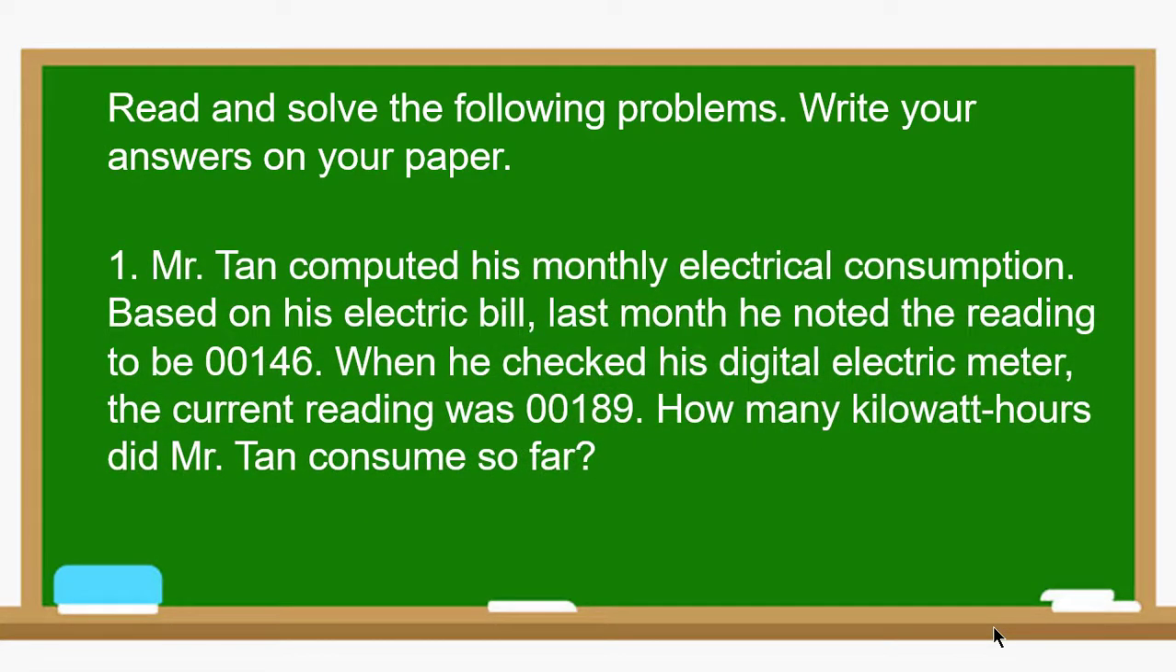Number 1. Mr. Tan computed his monthly electrical consumption. Based on his electric bill, last month he noted the reading to be 146. When he checked his digital electric meter, the current reading was 189. How many kilowatt hours did Mr. Tan consume so far?